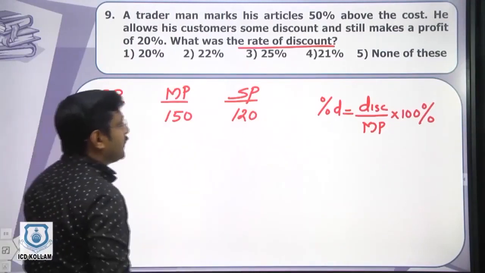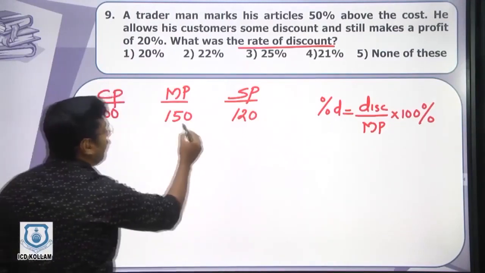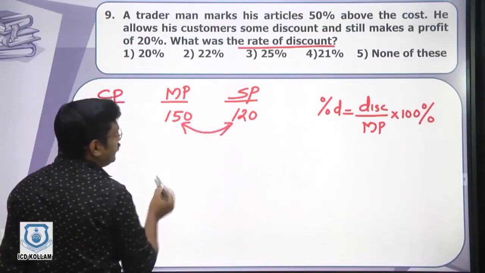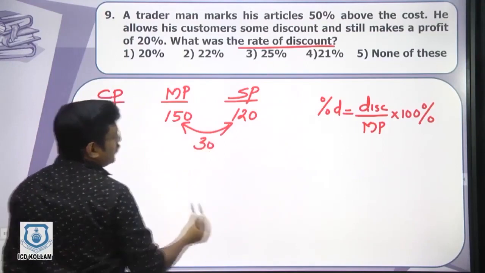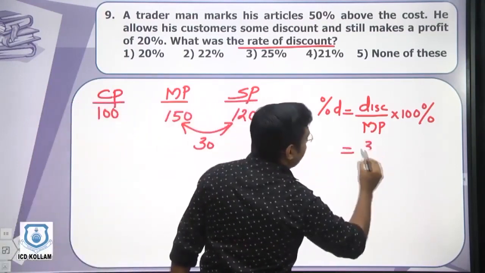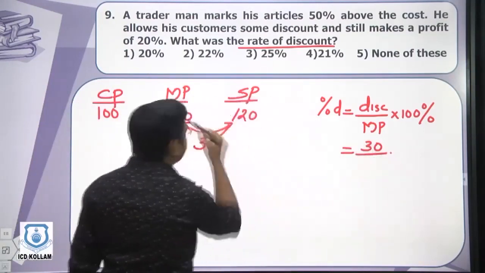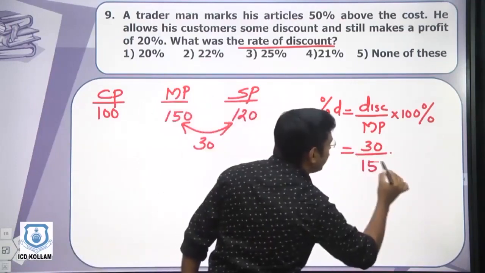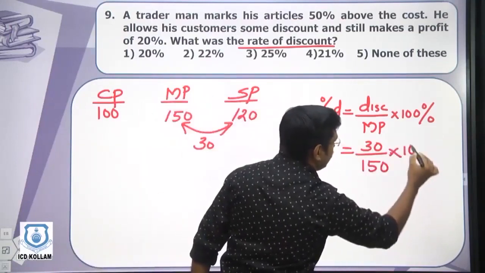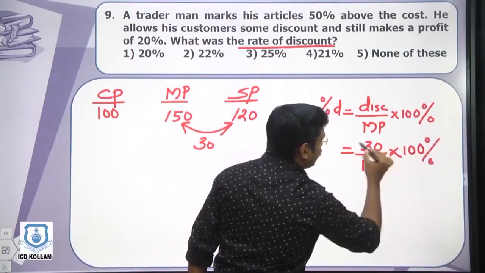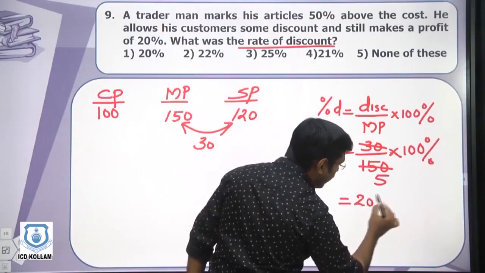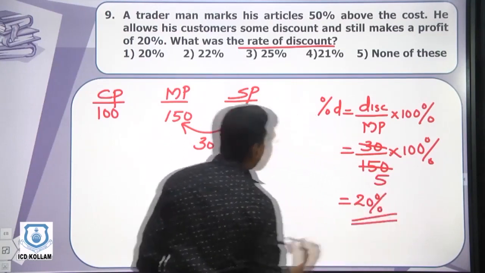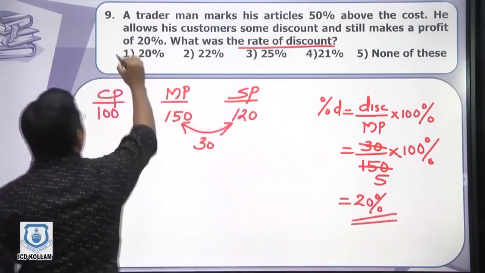So discount by marked price into 100. Discount, we know that it is the difference between marked price and selling price. Using our assumed value, we can say that the discount will be 30. So I am considering 30 divided by the marked price I have assumed, 150, is what percentage? So 1/5 of 100. So you will get the answer as 20%. So for this question, the rate of discount is option number 1, 20%.